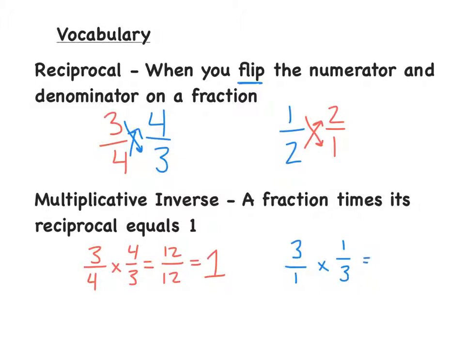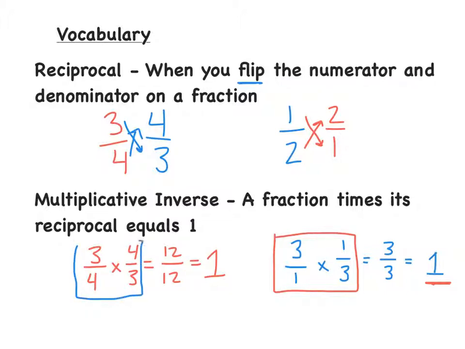So 3 times 1 is 3. 1 times 3 is 3. 3 divided by 3 is 1. So the multiplicative inverse: 3/1 times 1/3 is equal to 1. 3/4 times 4/3 is equal to 1.